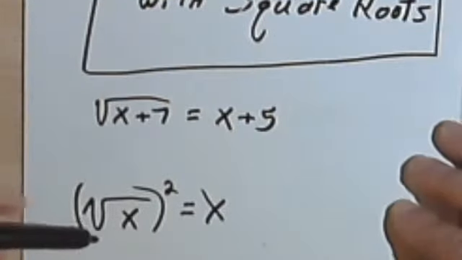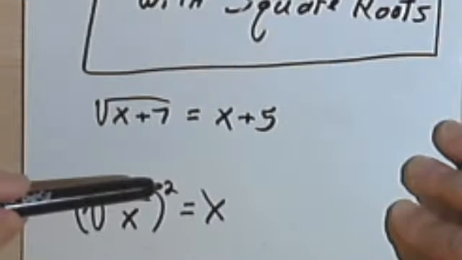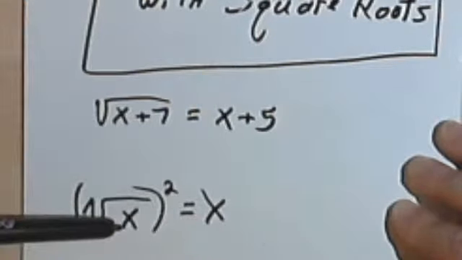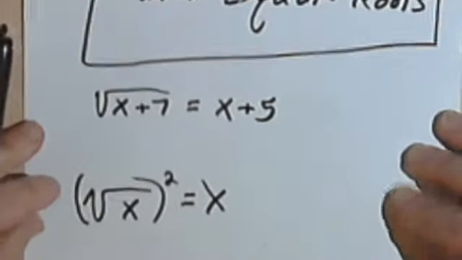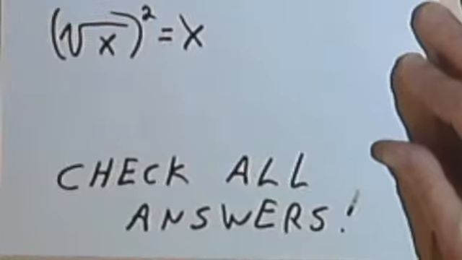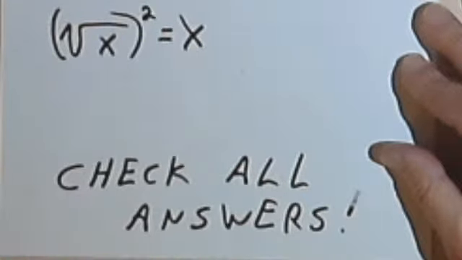The first is that if we take any square root and we square it, we're going to end up with the number underneath the radical sign, the radicand. The other thing to remember is that when we're done, we've got to go back and check all our answers. So let's look at the problem.